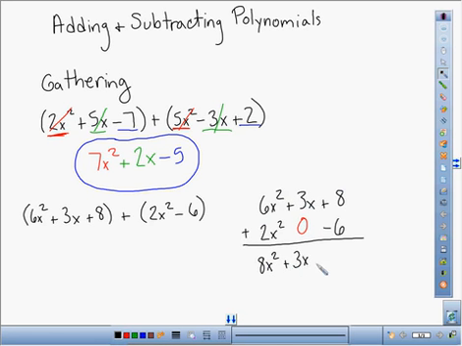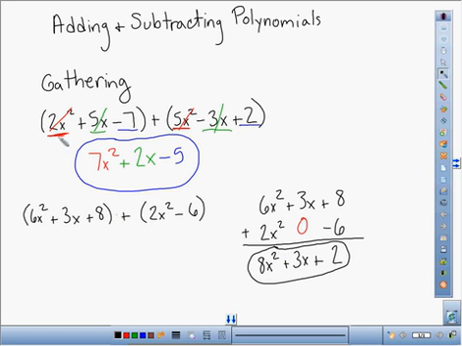8 minus 6 is positive 2. And so we just stack them right on top of each other, and we can add them that way. They both do the exact same thing. One way is not more right than the other way. It is all personal preference.